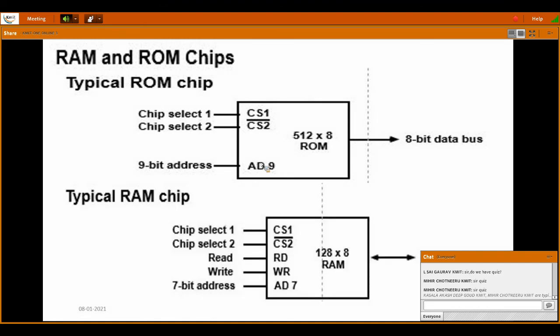Next, we are going to the typical RAM chips. Here the RAM chip consists of chip selection 1, chip selection 2, read and write. The address is from AD7. Understood? Here, AD7.